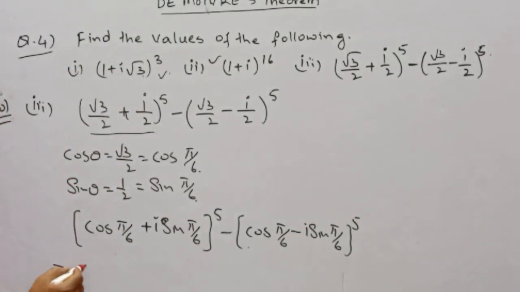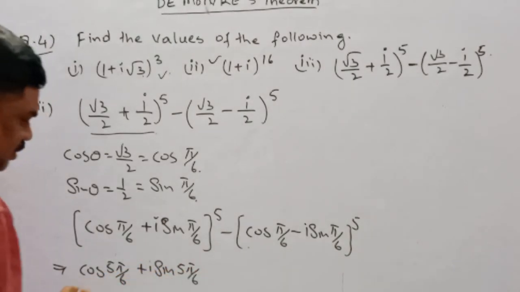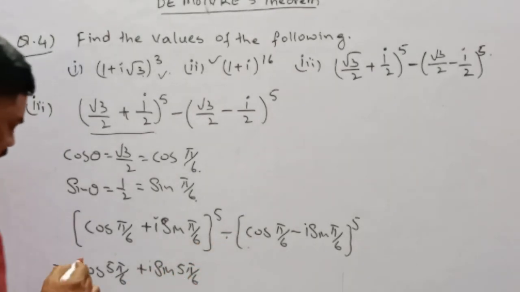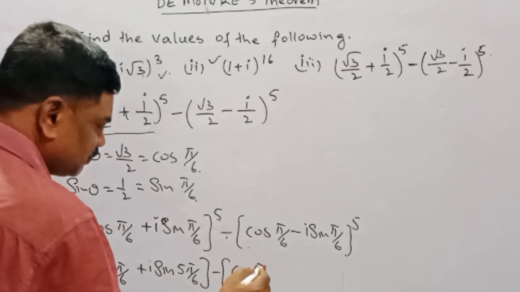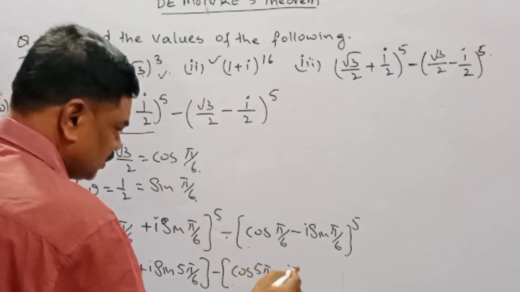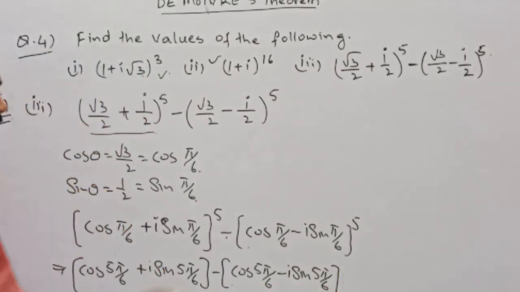By using De Moivre's theorem, this is cos 5 pi by 6 plus i sin 5 pi by 6, minus (cos 5 pi by 6 minus i sin 5 pi by 6). Okay.